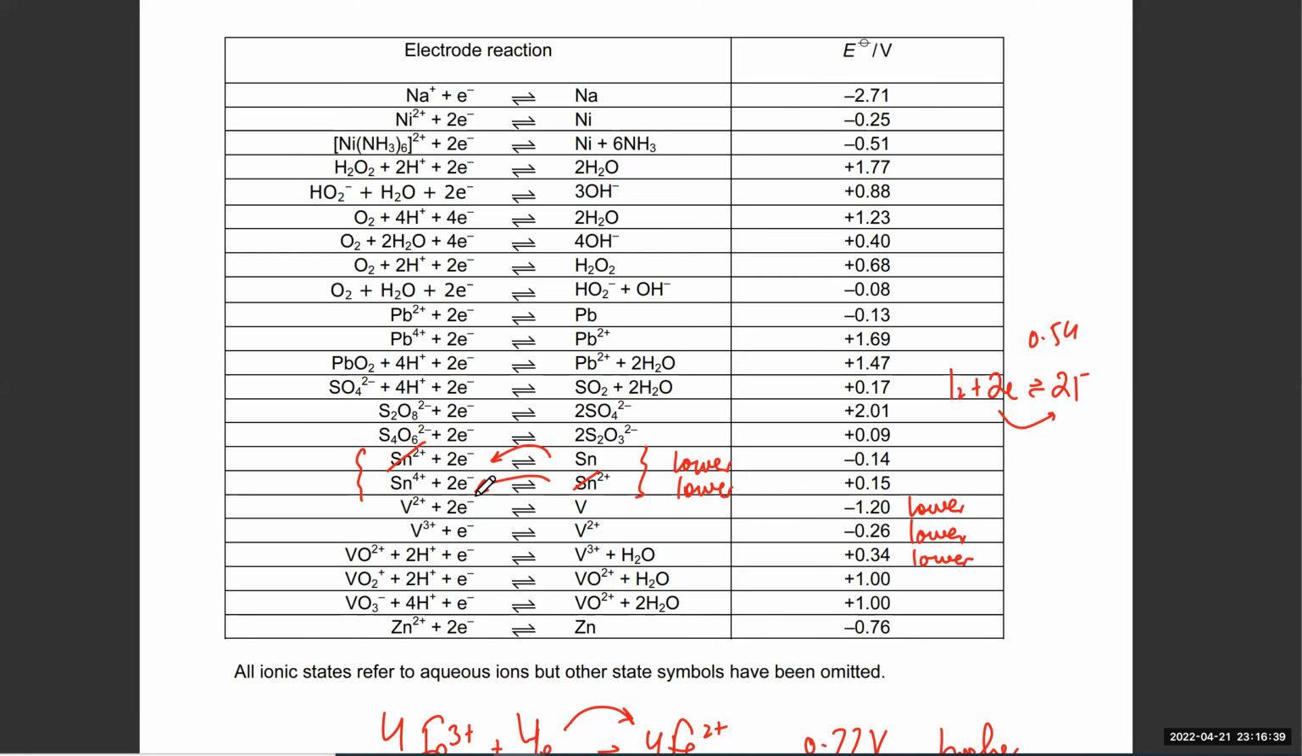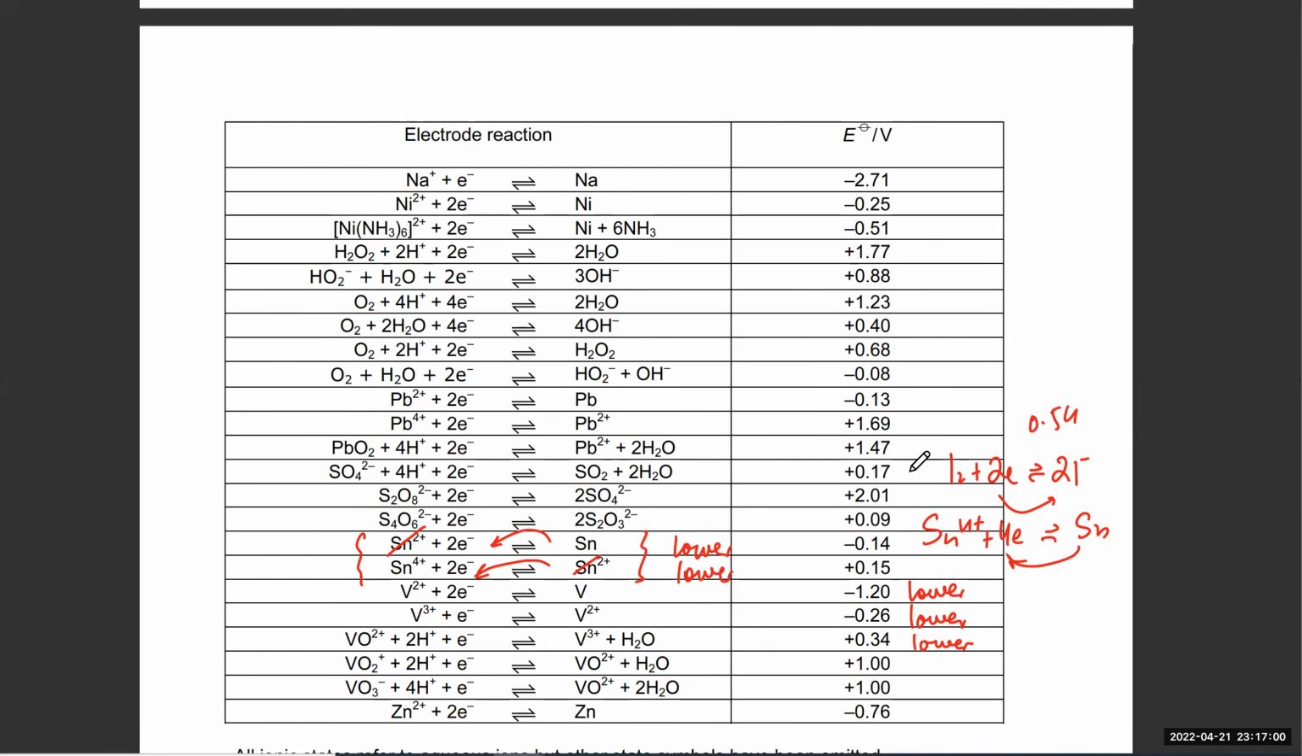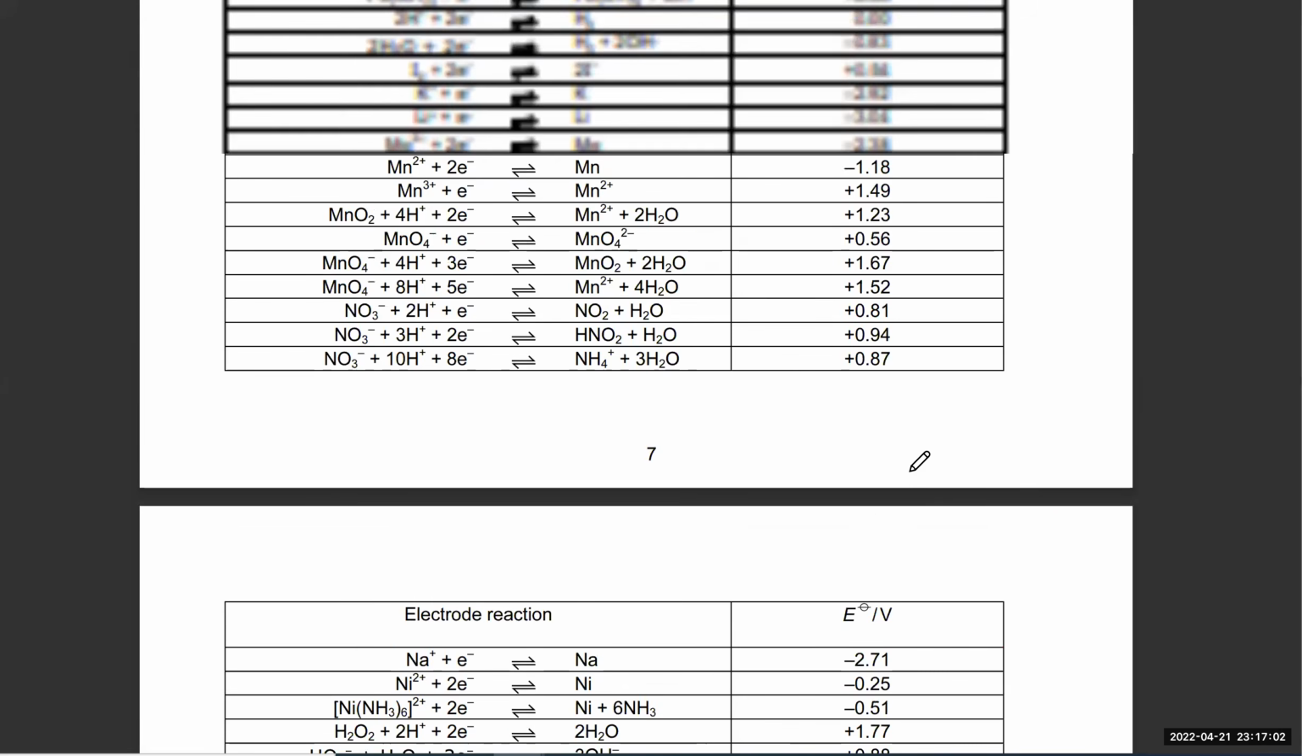Then the tin 2 plus cancels out on both sides, and then you are left with Sn. If I sum them all up, it's going to be tin 4 plus 4 electrons on one side, and all of them are losing electrons. So that one is gaining electrons, this is going backward, right? And the same thing happens with Mn as well.